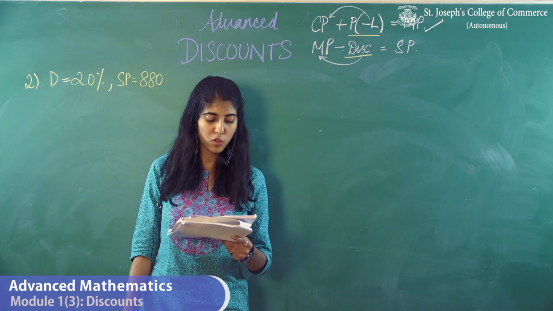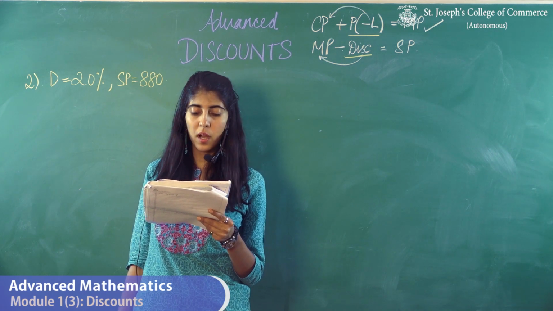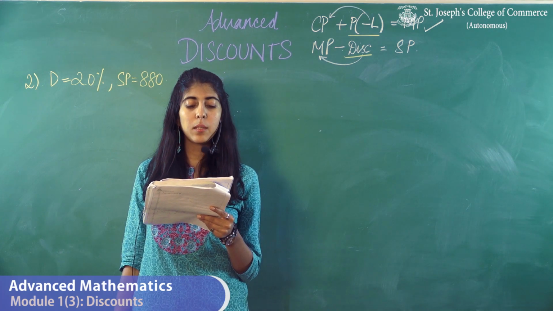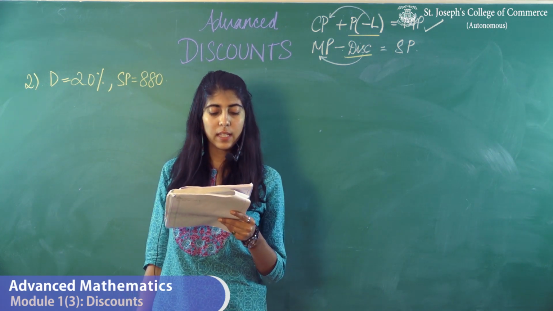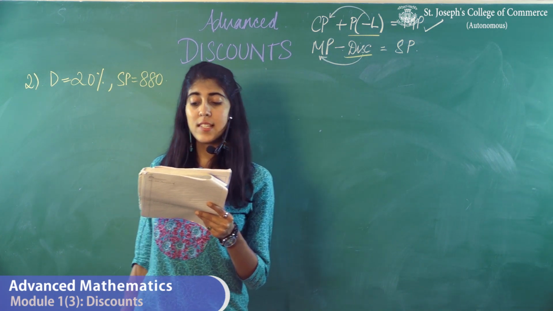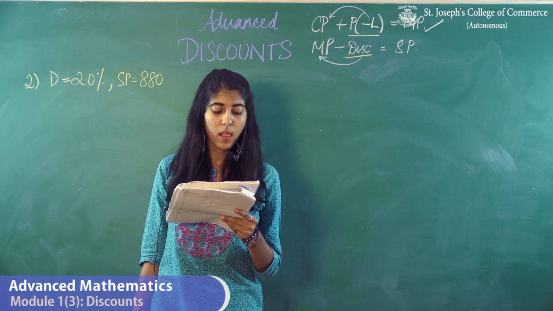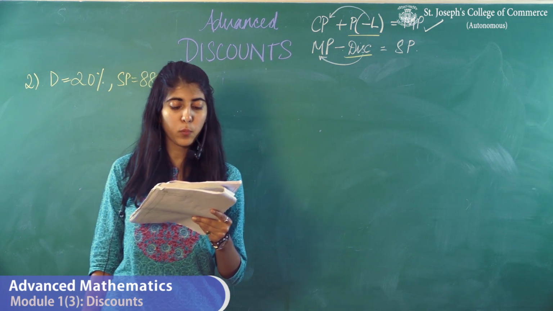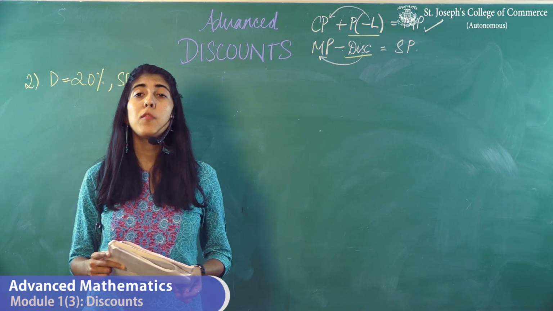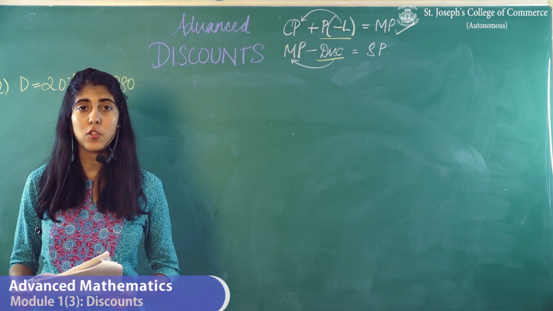Let's move to the second question. A shopkeeper allowed a discount of 20% on the marked price of an article and sold it for rupees 880. Calculate the marked price, that's the first part. The second part being, by selling the article at the discounted price, if he still gains 10% on his cost price, what was the cost price? The third part being, what would have been his profit percent if he had sold the article at the marked price?